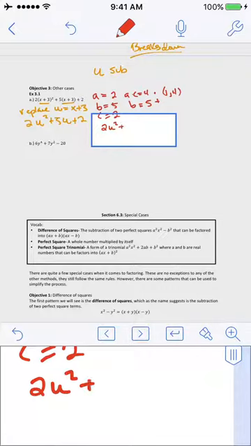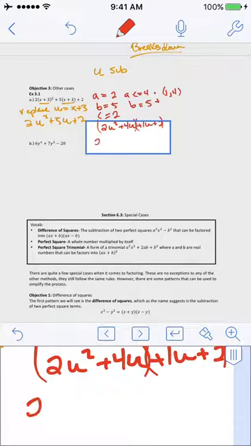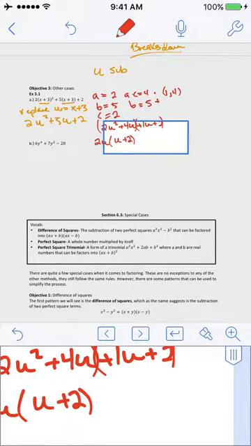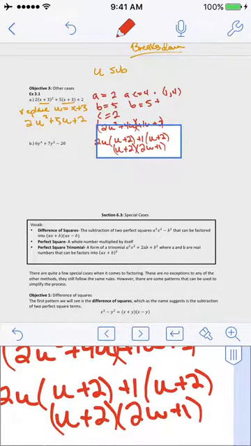2u squared plus 4u plus 1u plus 2, right? I split up the middle term into 4 and 1 and factor by grouping. Here I'm just doing the same thing over again, right? So 2u, u plus 2, and over here I've got just a 1, and u plus 2. So my factored form for the u part would be u plus 2 and 2u plus 1.